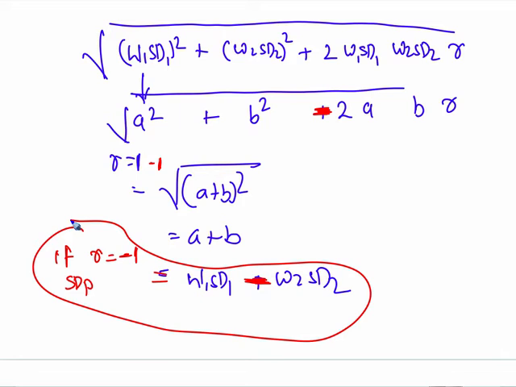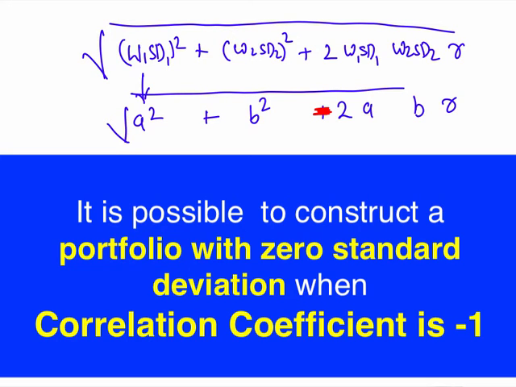It is possible to construct a portfolio with zero standard deviation when correlation coefficient is minus 1.